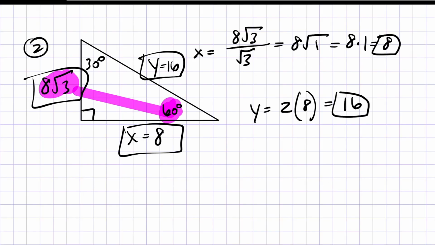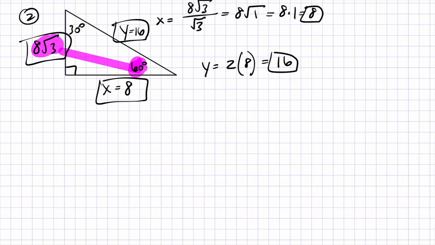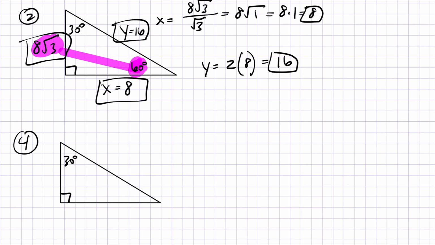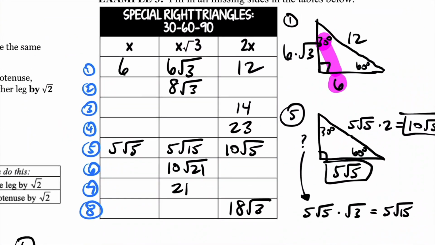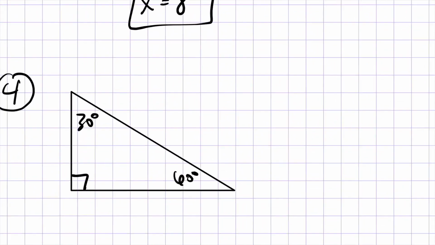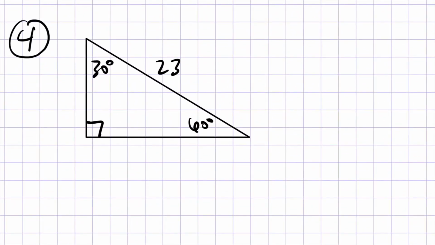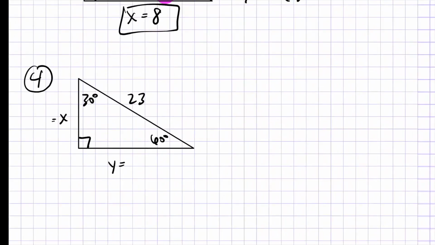Okay, number 4. Let me do number 4. They give me 23, and 23 is in the hypotenuse column. So 23 is going to be the hypotenuse. Then I have x and I have y. So I'm given the hypotenuse.